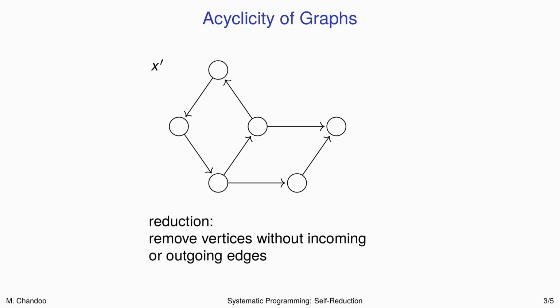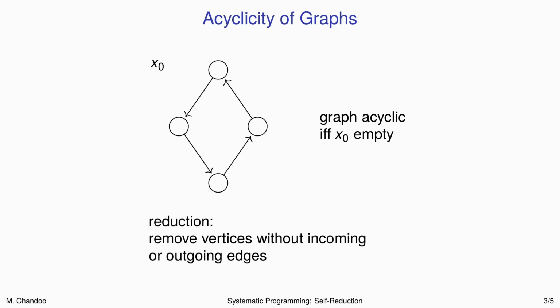Notice that the top right vertex now satisfies the deletion requirement as well, so we can remove it. And we apply the reduction again. Now we have reached an irreducible instance because no vertex qualifies for deletion anymore. Observe that a graph is acyclic if and only if the resulting irreducible instance is the empty graph, meaning all vertices have been deleted. If x prime isn't empty, then the remaining vertices must all be part of a cycle.